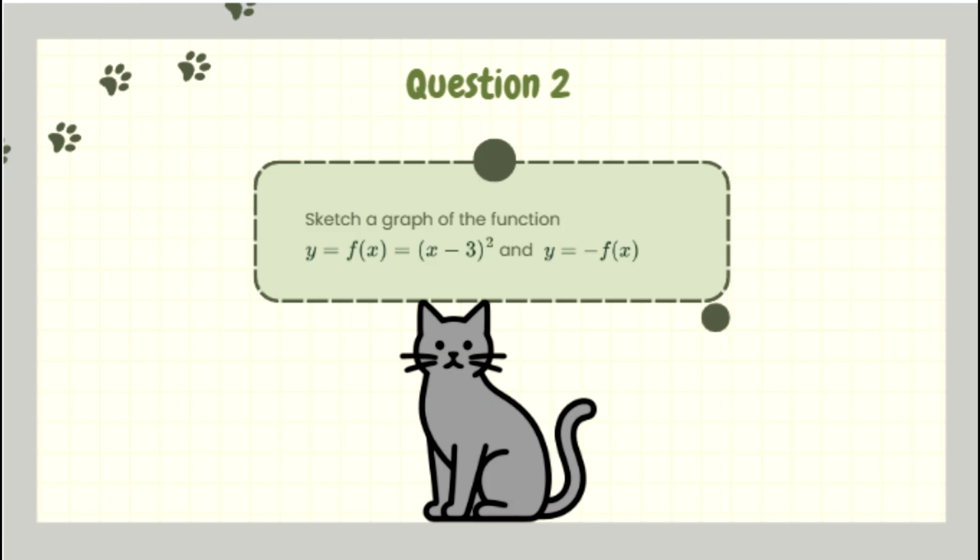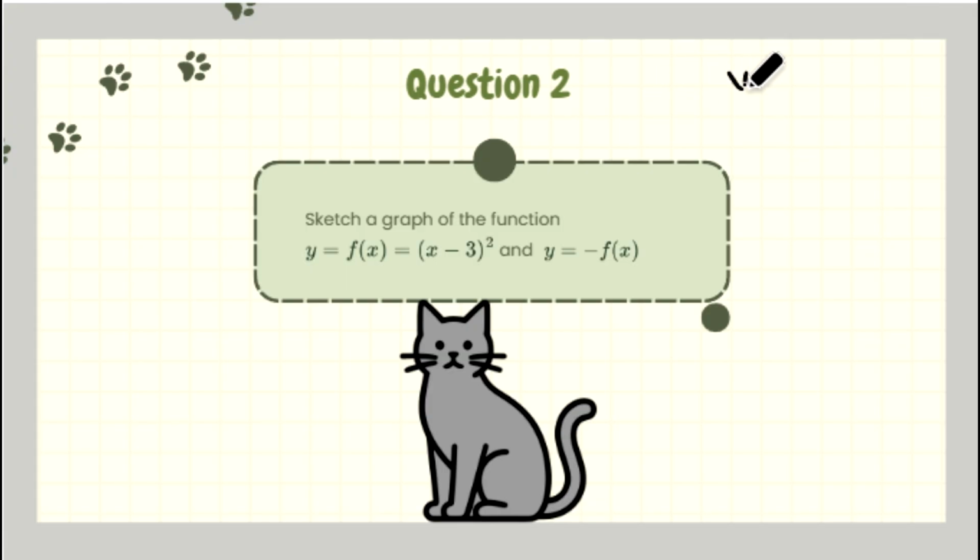Sketch a graph of the function y equals f of x equals (x minus 3) squared and y equals negative f of x. So pause the video, go do it, come back. Okay, so the first thing you need to do is make a table of values.